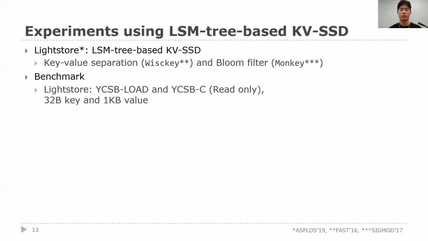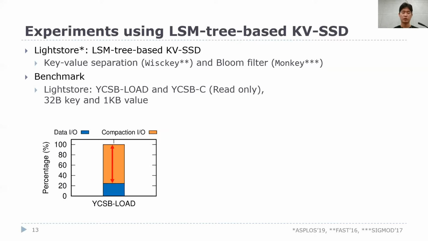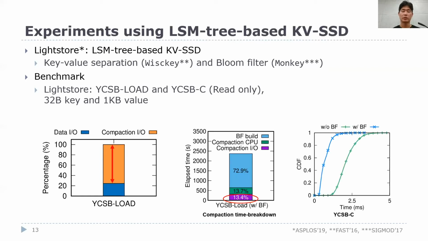We use YCSB-Load and YCSB-C benchmark for write and read tests respectively. In YCSB-Load, most of the IOs account for the LSM-tree's compaction process. However, when you break down the time taken for compaction, the time taken for compaction IO is quite small. The majority of the compaction time was taken up by the Bloom filter building process. Also, the time taken to sort during compaction is not small. As the results show, the LSM-tree's CPU overhead is as problematic for KV-SSDs as compaction IO overhead is.